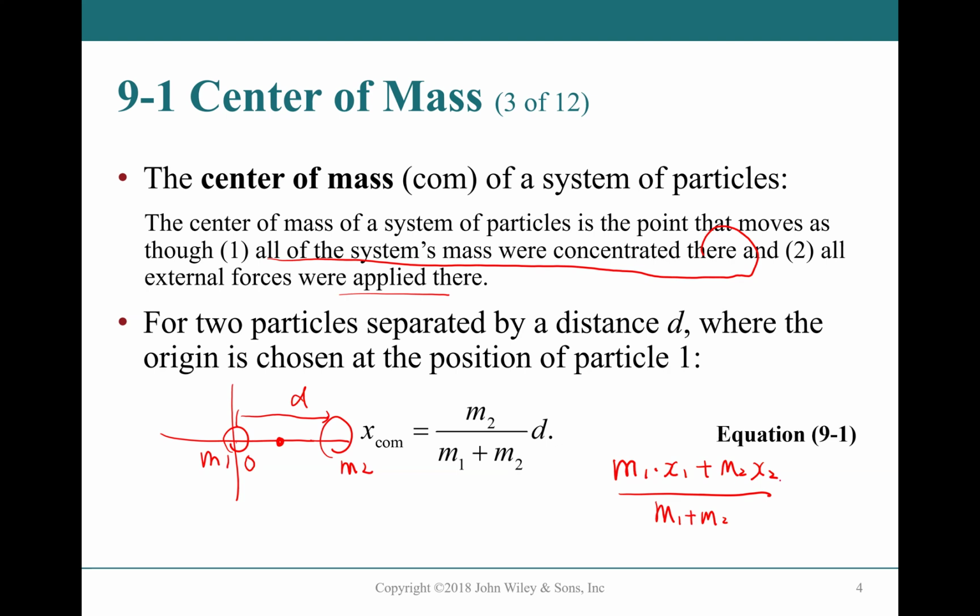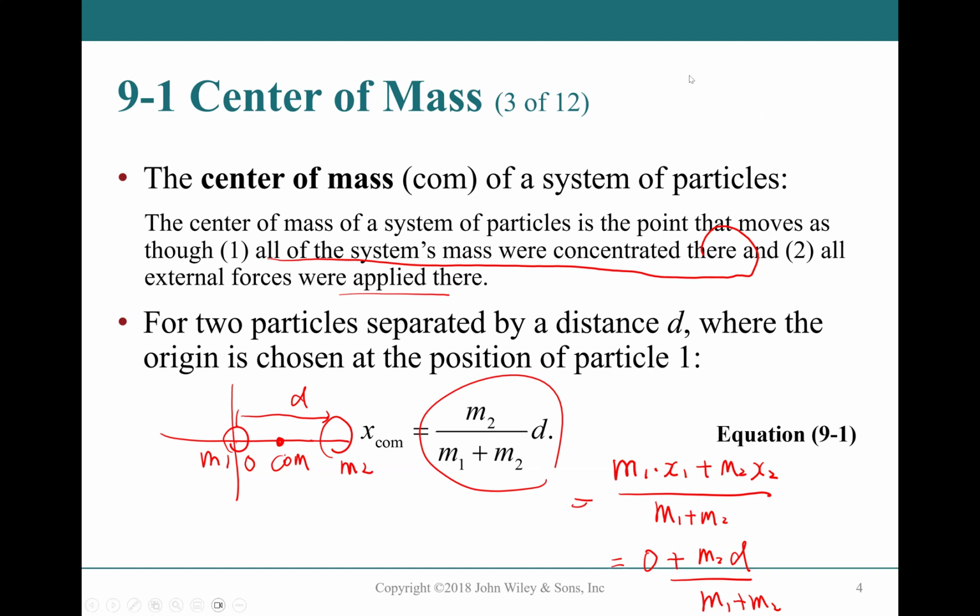So we have M1, x1, M2, x2. In this case, x1 equals 0 and x2 equals D, divided by M1 plus M2. So the center of mass, x_COM, equals M2 D divided by M1 plus M2. This is a very specific case where M1 is at the origin and M2 is at the location D.